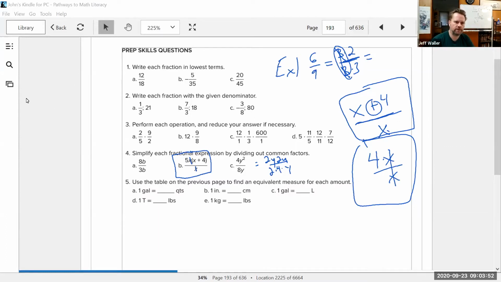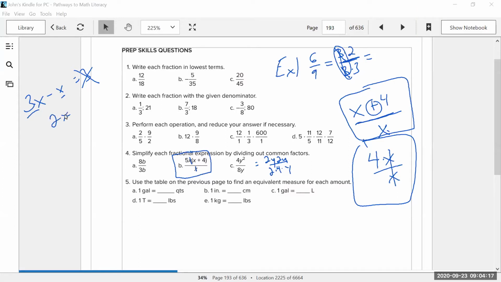So often I would have somebody do 3x minus x equals 3. What? The x's don't cancel each other out, right? Because they're not opposite. This is times and this is subtraction. There's no way. But what is 3x minus x? What is 3x's minus x? 2x. 2x's, yeah. Okay.